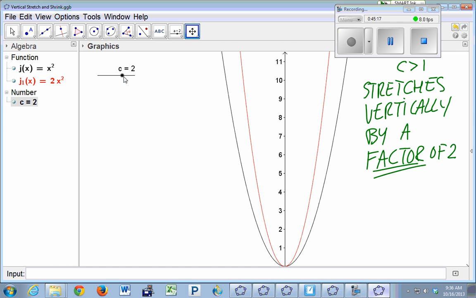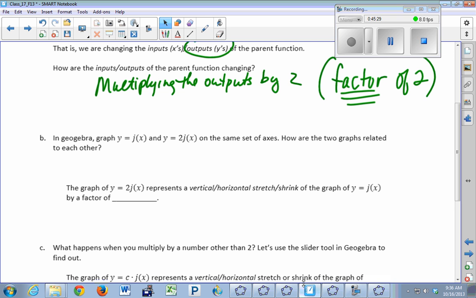Right? Now, what's my only other choice? Well, I can make that number in front of x squared a fraction. So let's see what happens when c is a fraction. But before we do that, let's go back and fill in our notes. So in GeoGebra, we did this. How are the two graphs related to each other?